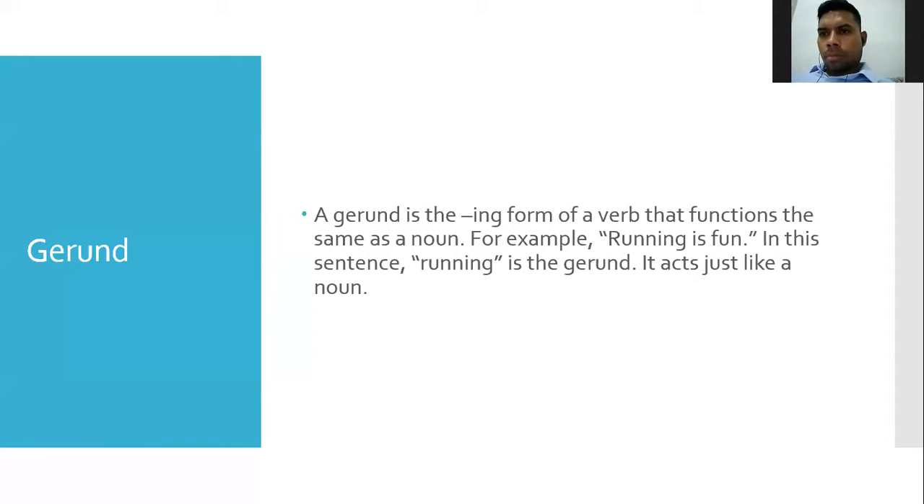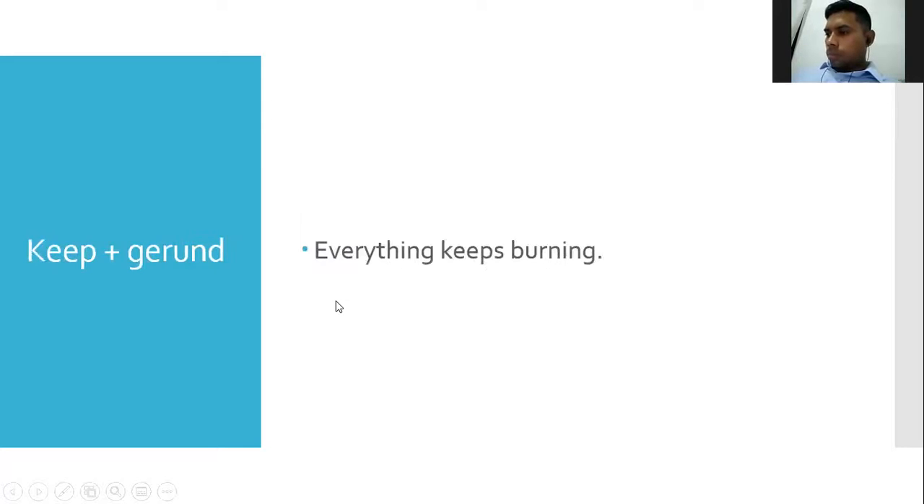Okay, very good. So we're talking here that a gerund can take the form of a noun. There are some verbs that, when we're constructing a sentence, like in this case the verb run, if we add a gerund, this can work as a noun. Running is fun. That's the sentence that we have in the slide. We're going to see this in the following examples. First of all, keep plus gerund. In the conversation that we have in the platform, it says everything keeps burning.